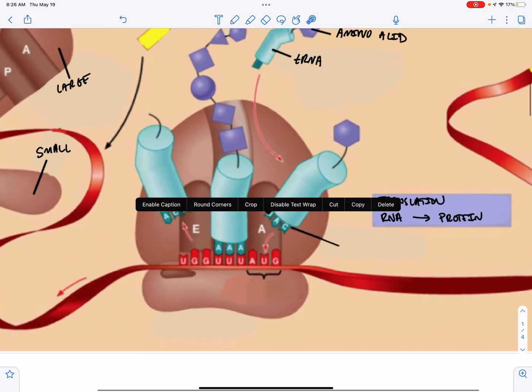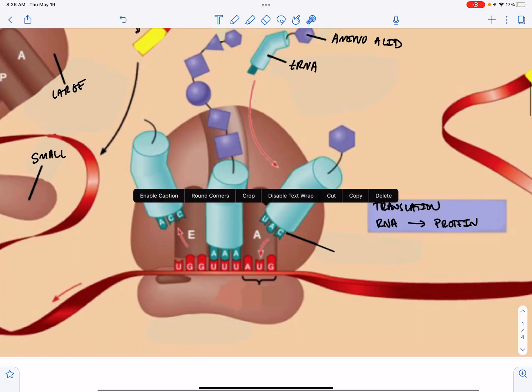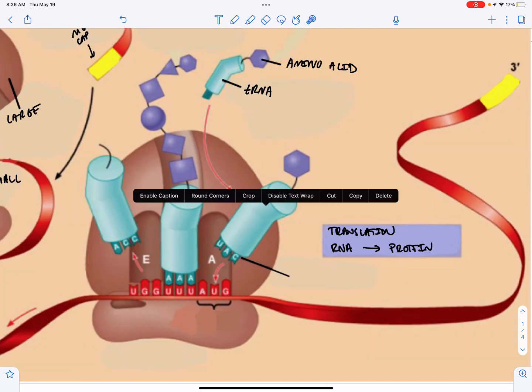A new tRNA comes into the A site, the arrival site.